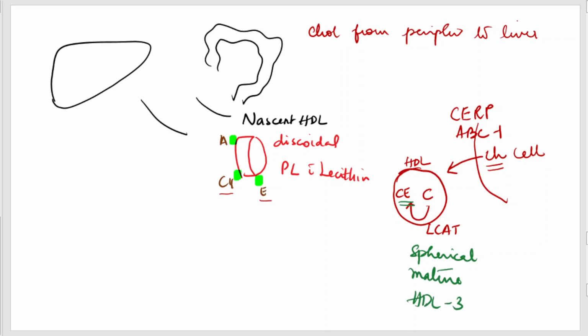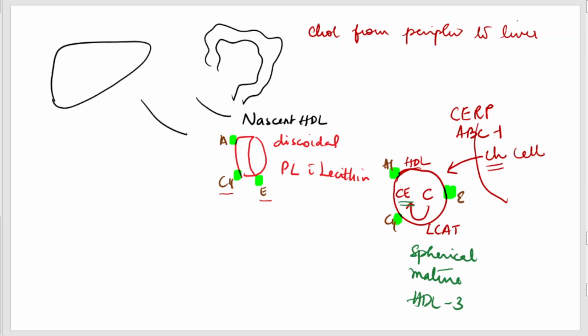Now the apoproteins present here will be ApoA1, C2 and E. These are the apoproteins present on the mature spherical HDL3. Now it is in the circulation, so it will acquire more cholesterol esters inside the core, as it gets more cholesterol from the other cells in the peripheral tissues.